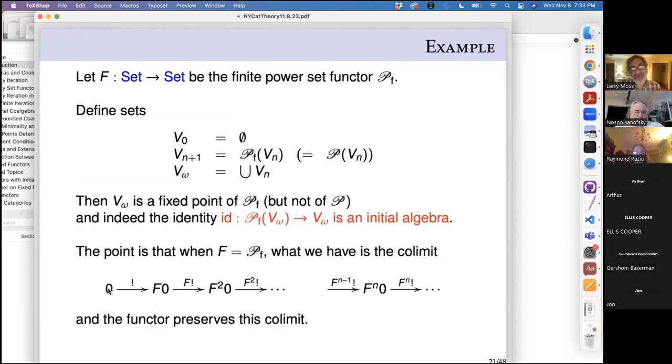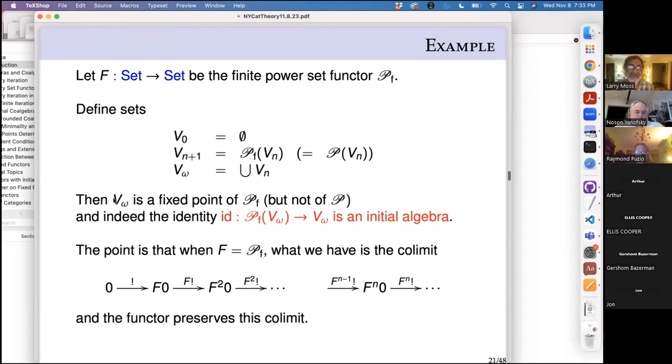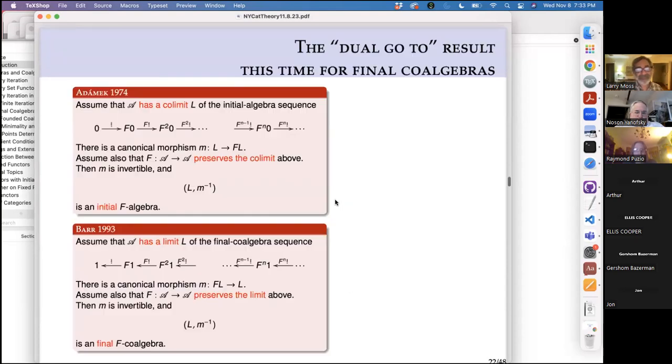So here's the idea: we applied Adamek's theorem because the functor preserved the colimit. That means that this V omega is a fixed point of the functor. If I try to roll this argument with power set, it's not really true. And in fact, it can't be true since the power set doesn't have any initial algebras. So Adamek's theorem is the one on the top here.